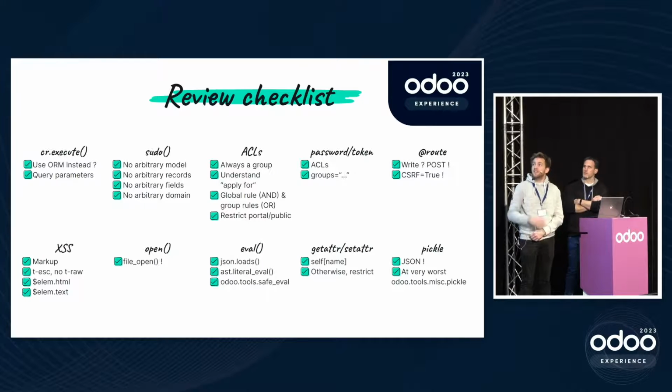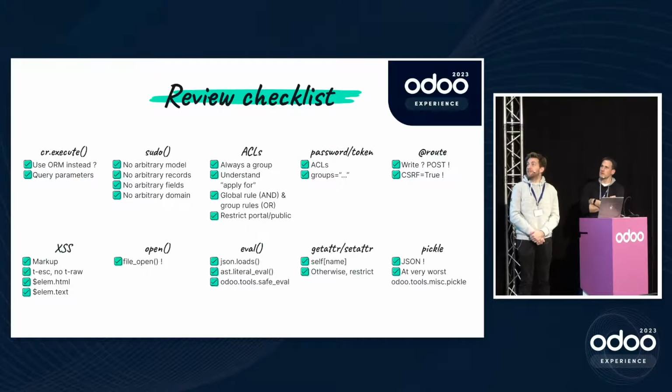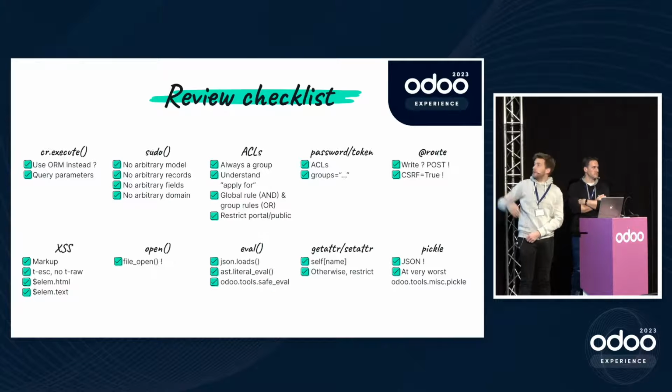For sudo, in this case, you cannot access arbitrary models, no arbitrary records, no arbitrary fields, and no arbitrary domain. I won't read them all, but basically, this is it. For instance, the route that we showed earlier, is it writing something? If it does, then it needs to be a POST, and I should not put csrf to false. If I see an open, then the immediate reflex is file_open.